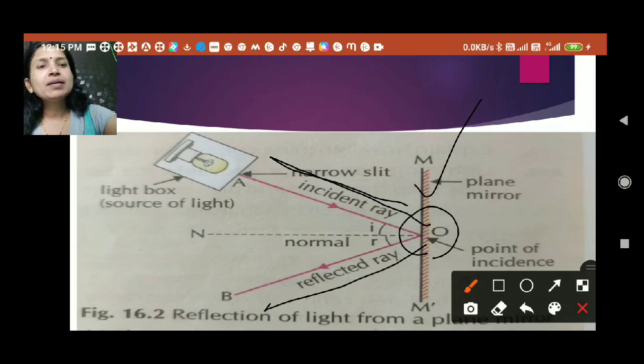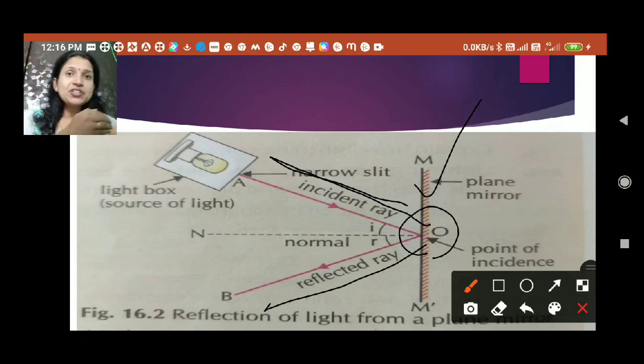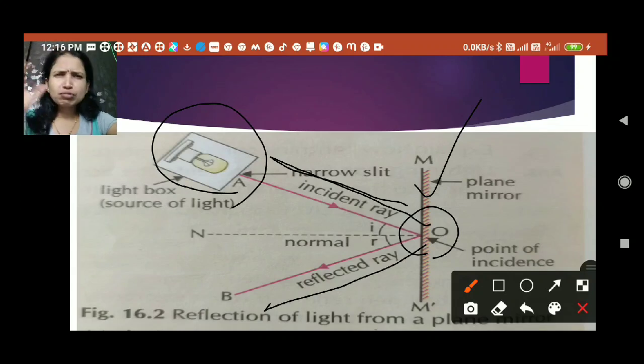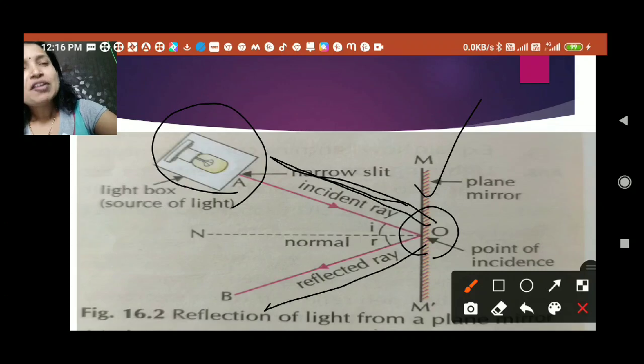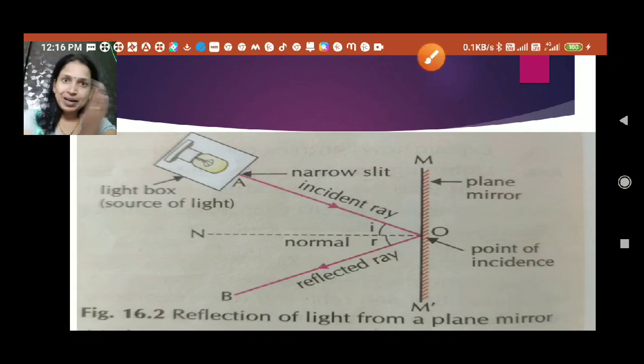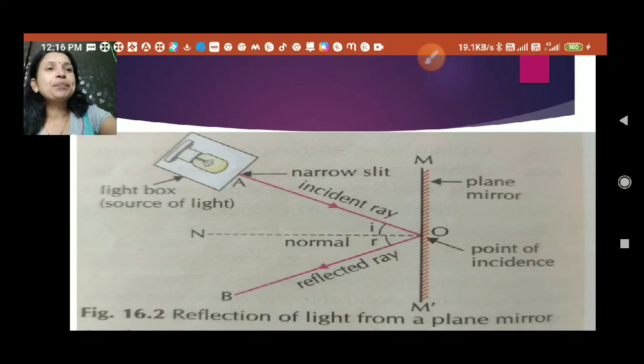This is the plane mirror. We are using a narrow slit as the source of energy, from where the incident ray will come. This is the narrow slit, the light box, the source of light. Now, in this same plane, the incident ray will fall on the mirror and be reflected back from the same point, which is called O. This is the reflection of light from a plane mirror. Whatever I am going to explain in the next 2-3 slides depends on this diagram.